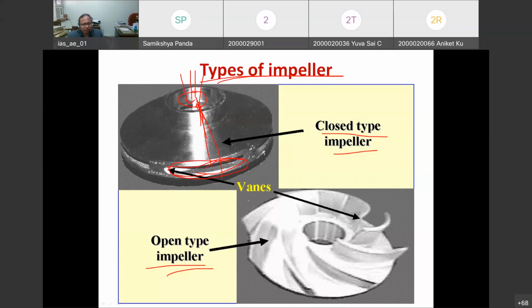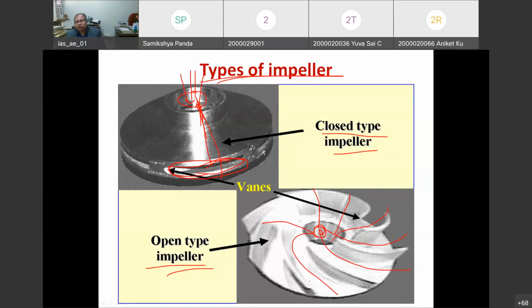This is the system. Similarly, here, whatever water is coming will go out through these guide vanes. So this is the open impeller. Generally, the choice depends upon the quality of the water.